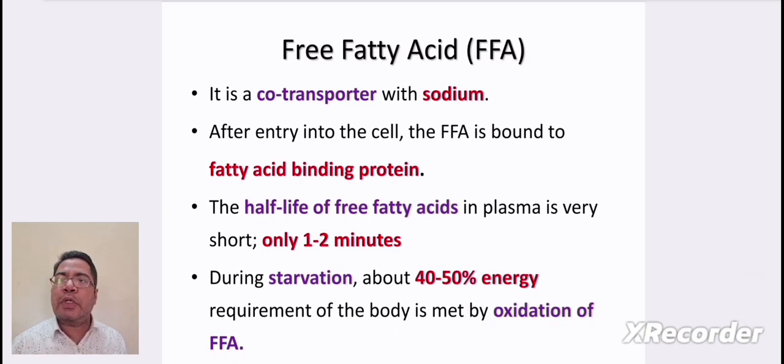It is a co-transporter with sodium. After entry into the cell, the FFA is bound to fatty acid binding protein. The half-life of free fatty acids in plasma is very short, that is 1 to 2 minutes. During starvation, about 40 to 50% of the energy requirement of the body is met by oxidation of free fatty acids.